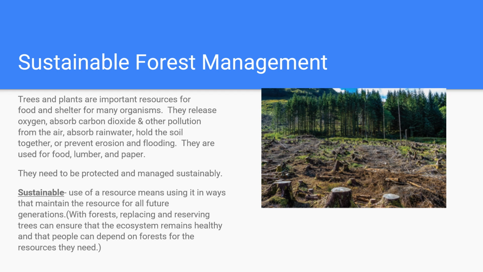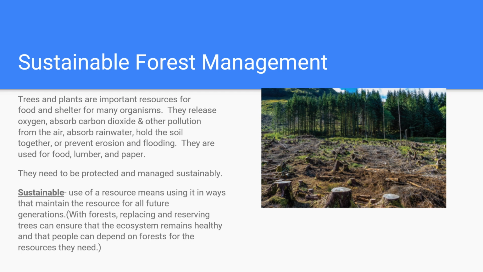Sustainable use of a resource means using it in ways that maintain the resource for all future generations. With forests, replacing and preserving trees can ensure that the ecosystem remains healthy and that people can depend on forests for resources they need. So in a forest, you have older trees and younger trees, and there's always going to be a ratio of those trees.